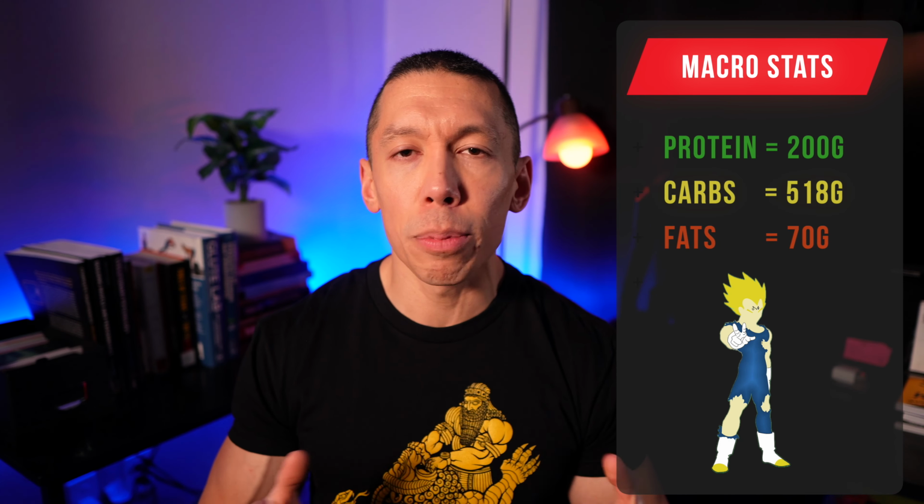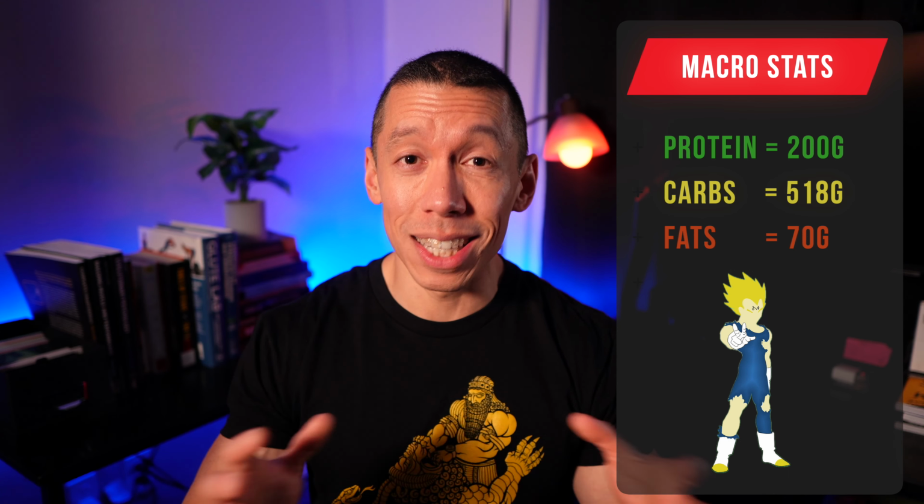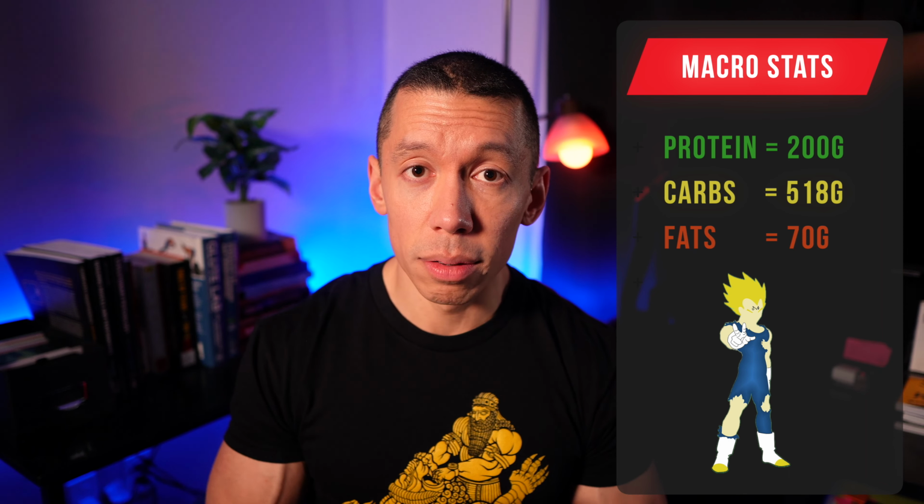Finally, we have our macronutrient set for this hypothetical 200-pound bodybuilder who maintains body weight on 3,500 calories based on an activity calculator. Not perfect, but it's a baseline. It's where we want to start, and then we want to move from there. So we have 200 grams of protein, 70 grams of fat, and 518 grams of carbohydrates.